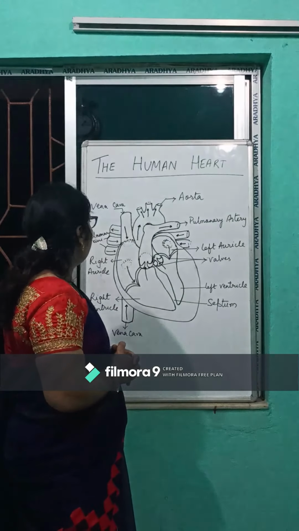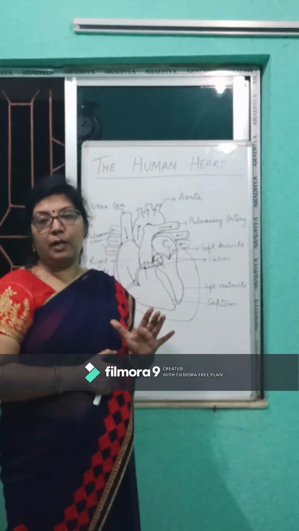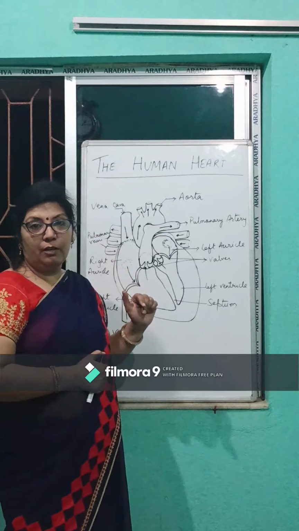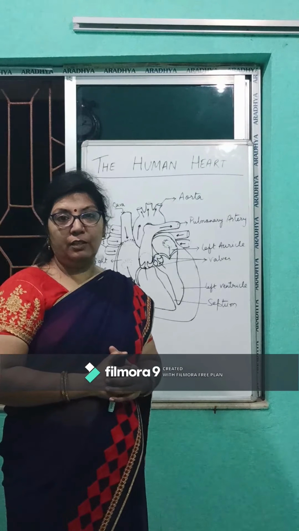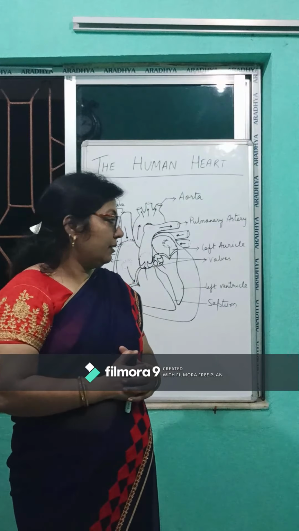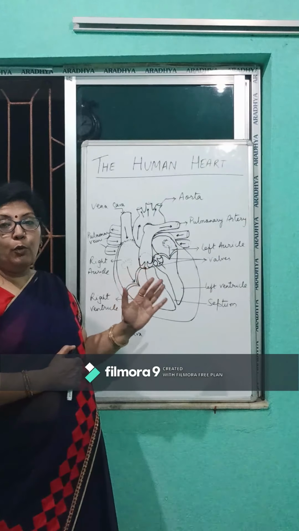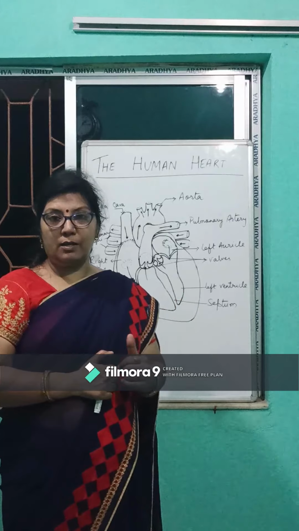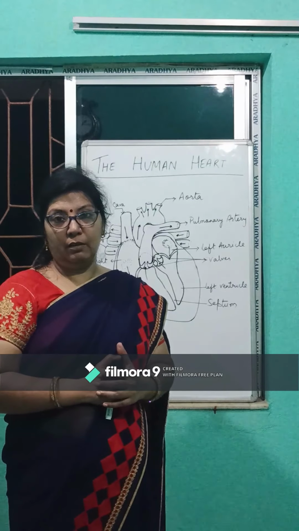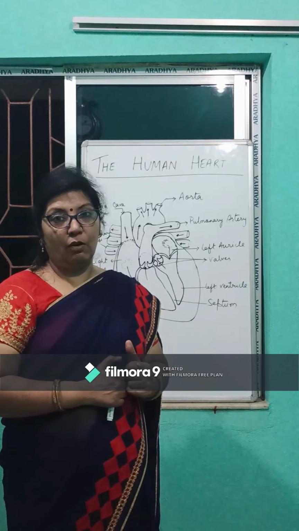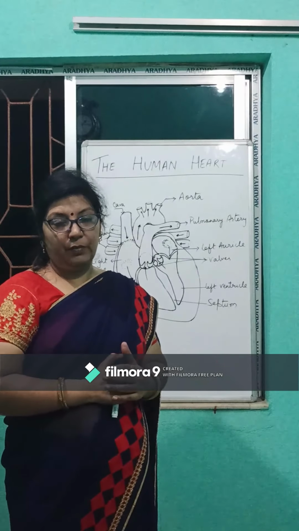The right auricle receives impure blood from the entire body through the vena cava, which is the largest vein of the body, and the left auricle receives pure blood from the lungs through the pulmonary vein, the only vein which carries pure or oxygenated blood.